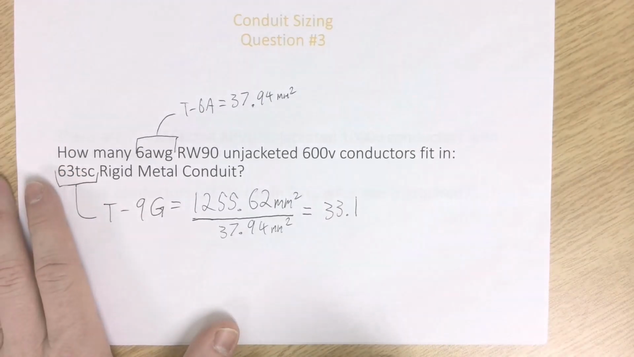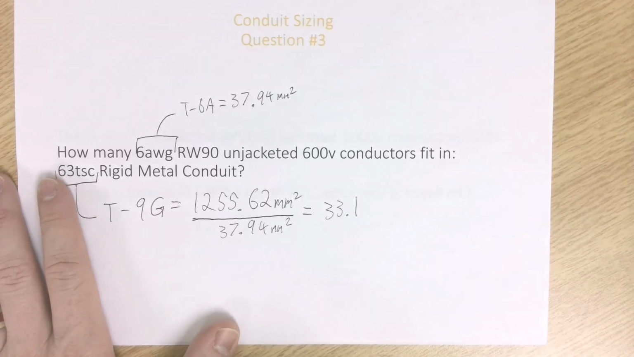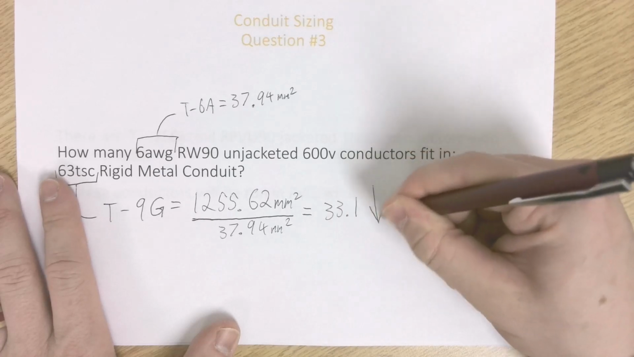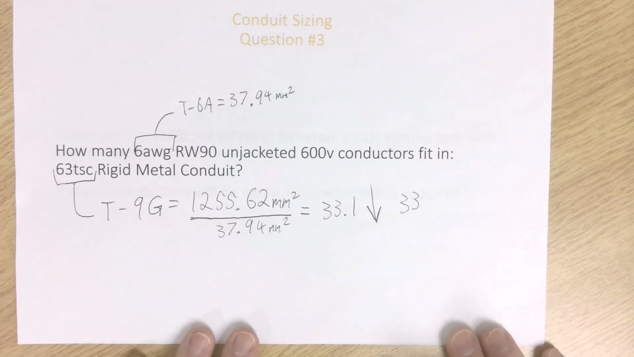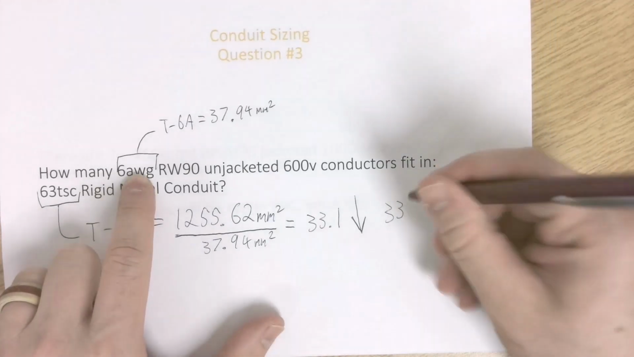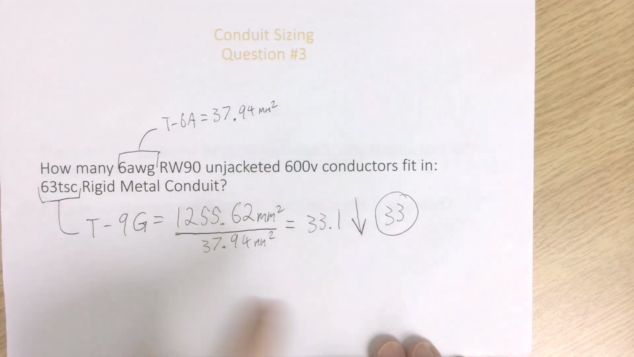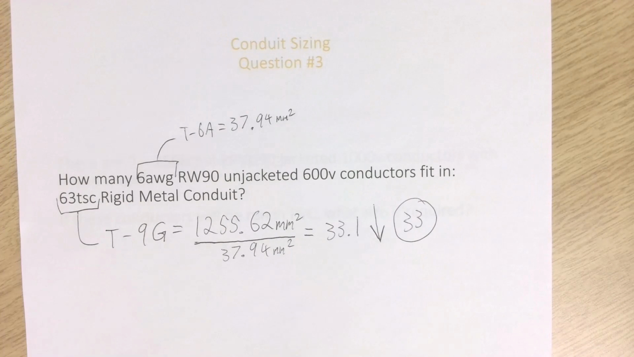conductors, basically. But we don't pull in 0.1 of a conductor. I don't even know what that would look like. So we round down to 33, and that is our total number of conductors. That's how many number 6 RW90 unjacketed 600 volt conductors we can fit in a 63 trade size conduit of rigid metal. So that's a different type of question. Kind of the same idea, but we're going to flip the process and do it a different way.